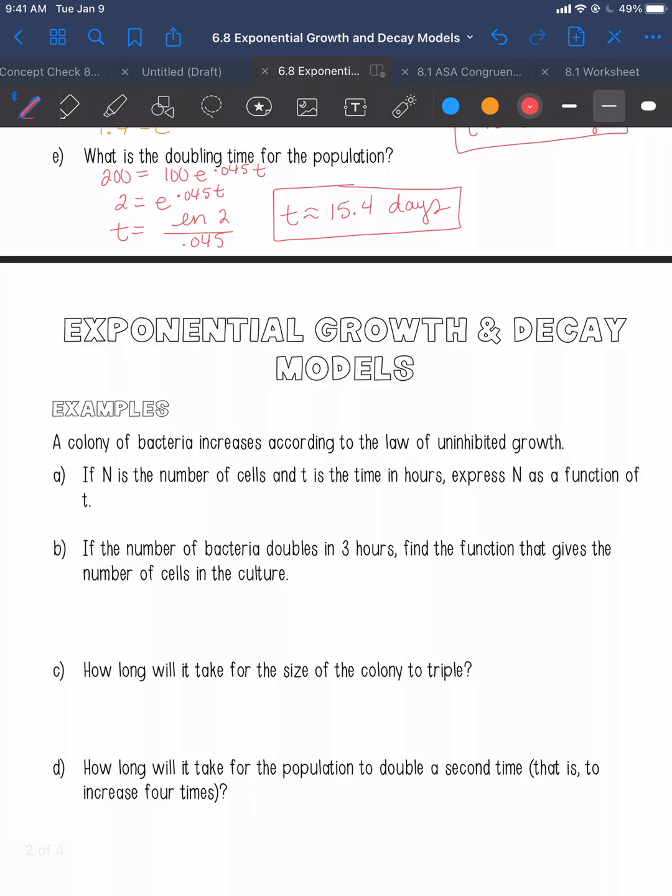Next example here, a colony of bacteria increases according to the law of uninhibited growth. If N is the number of cells and t is the time in hours, express N as a function of t. Okay, well, we're following that law of uninhibited growth, so we would do N of t equals N sub naught times e raised to the kt.